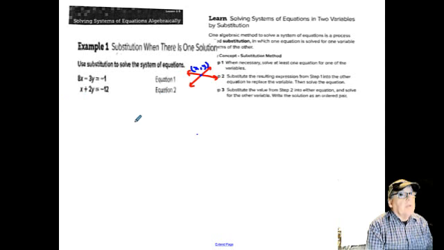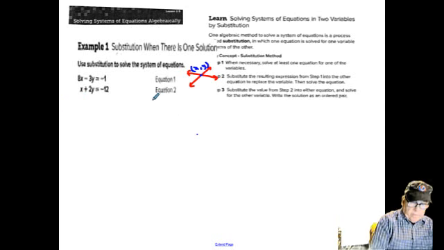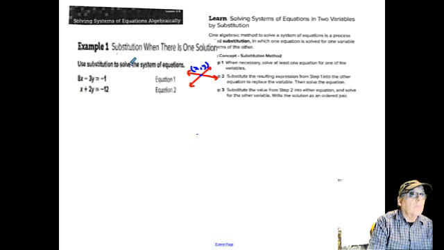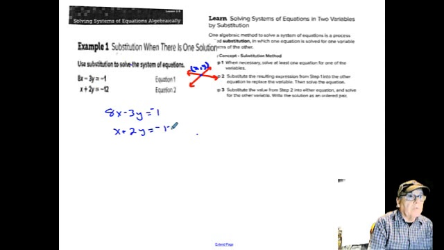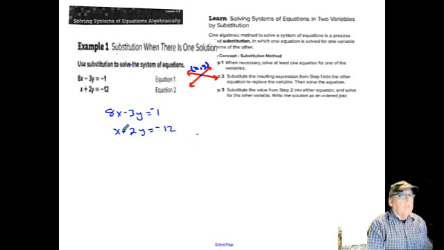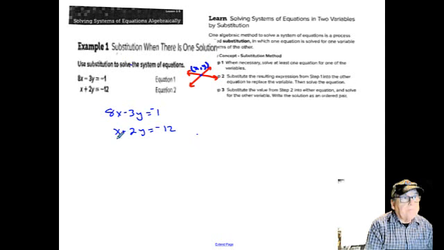So 8x minus 3y is equal to negative 1. Let me write that down. Make sure you transcribe it correctly. And x plus 2y equals negative 12. Now, in looking at this, I can see that I can easily get this second equation into x equals negative 2y minus 12 by subtracting 2y from both sides.